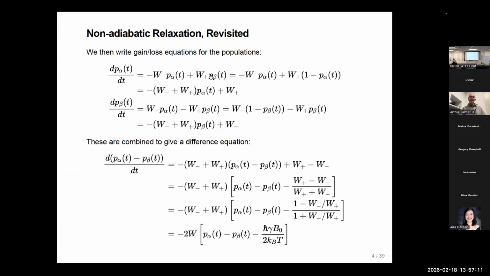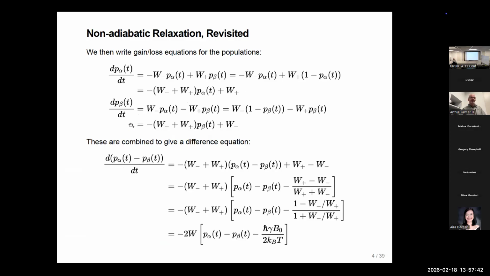And then the population of the beta state is just 1 minus the population of the alpha state. So I've written that here, and that says, if I just do the algebra, I get this. And then I do the same thing for the beta state. We gain population from the alpha state, we lose population from the beta state. I do the same little bit of algebra, and I get this.